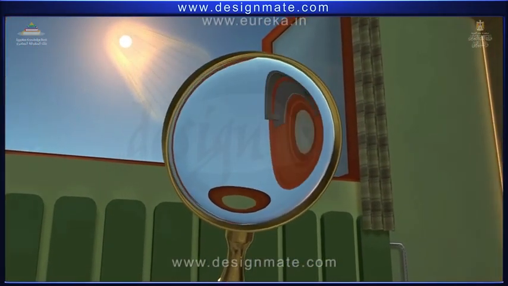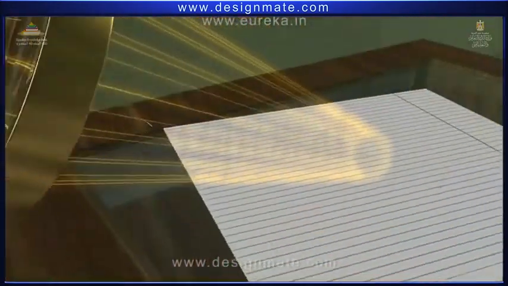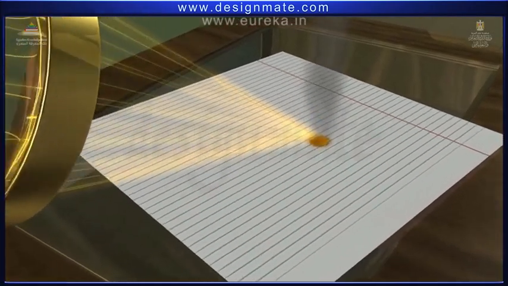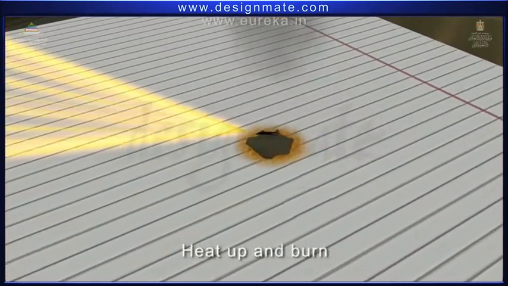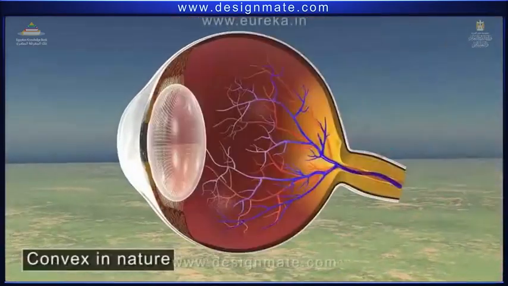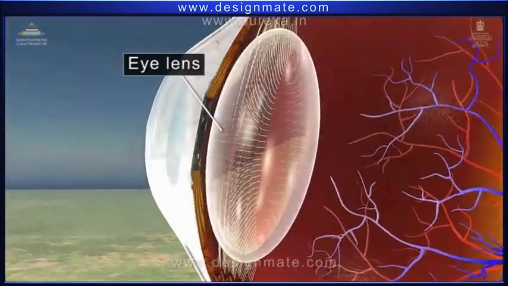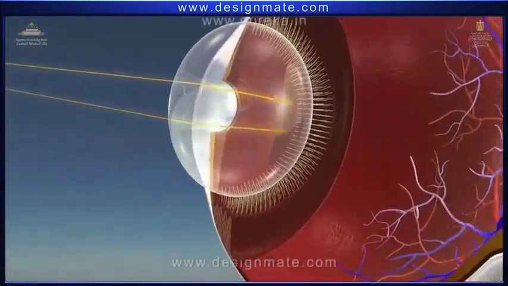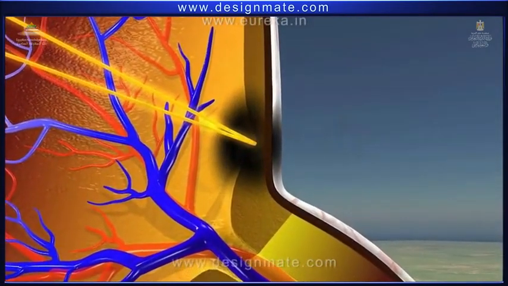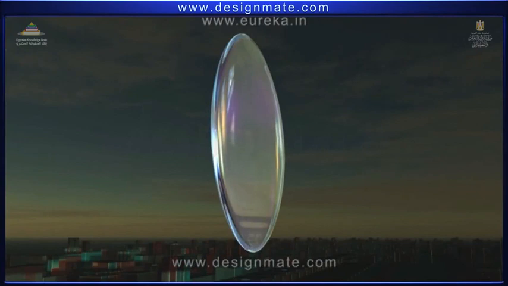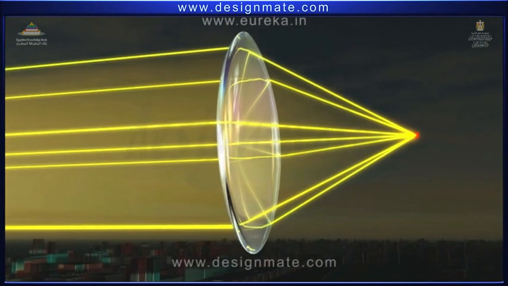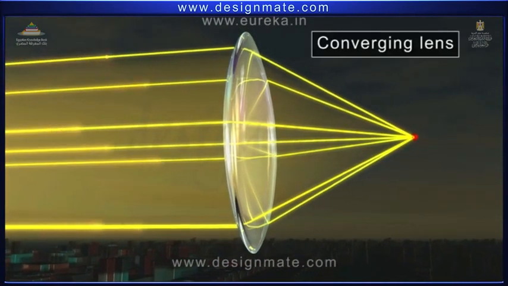The convex lens can focus the light from the sun to a point on the other side of the lens. The concentration of light energy at this point causes the paper to heat up and burn. The lens in a human eye is convex in nature. We should not look at the sun directly, as it can damage our eyes permanently. Hence, we have understood that the rays of light incident on a convex lens get converged on the other side. So it can also be called a converging lens.